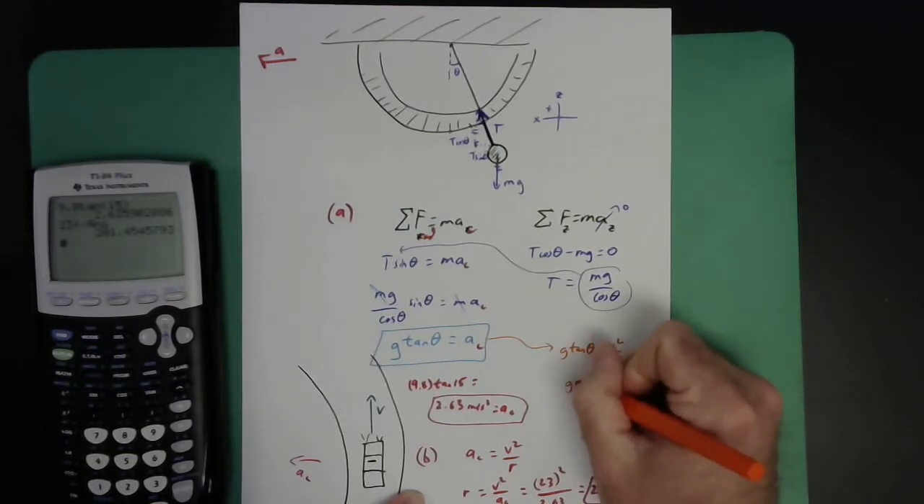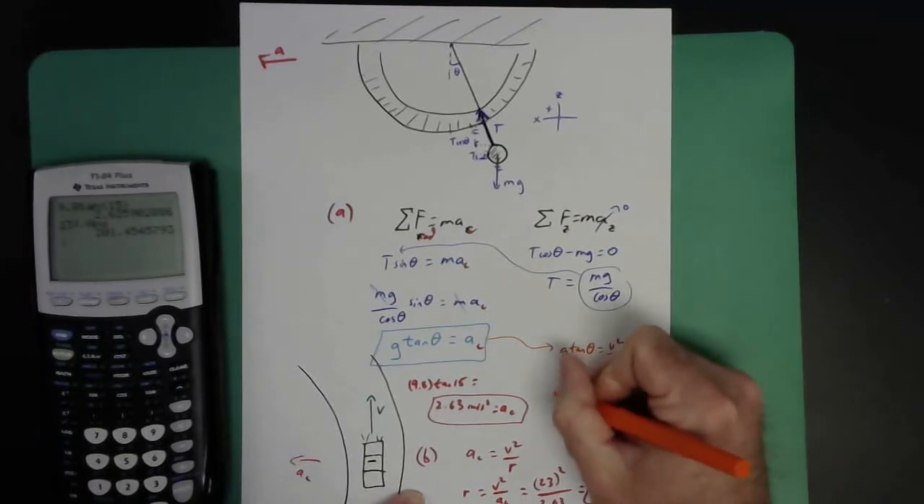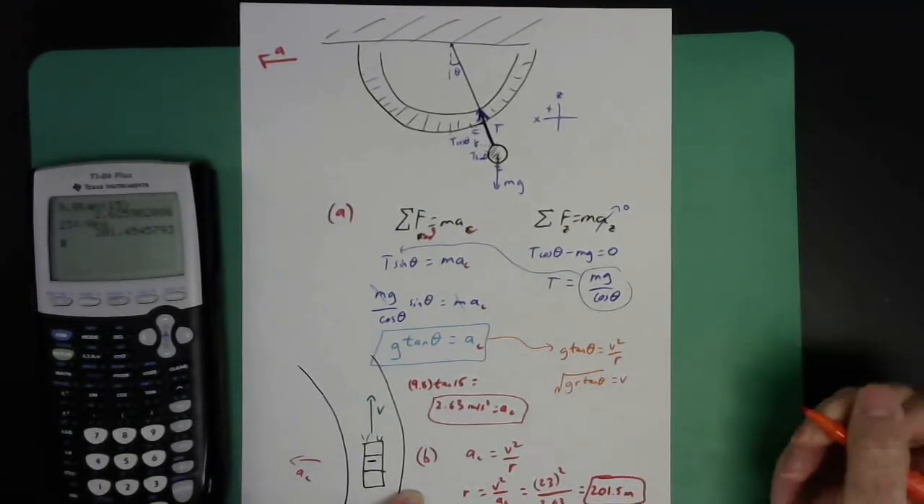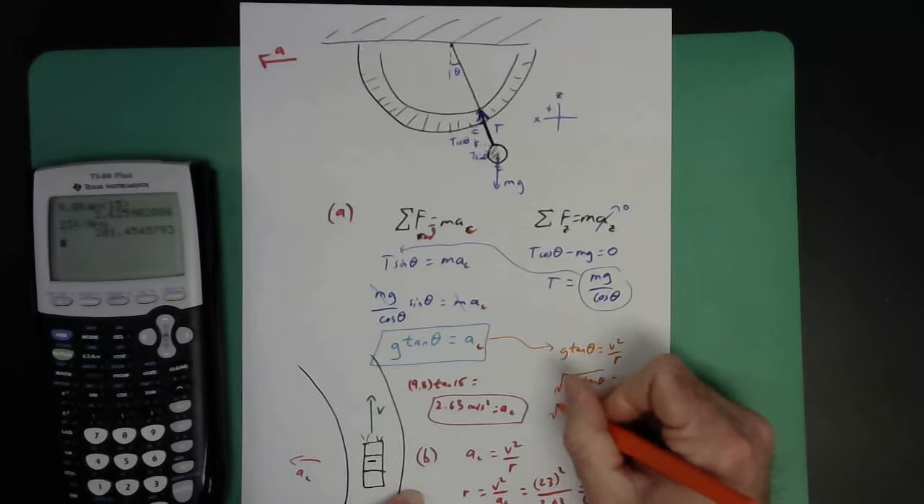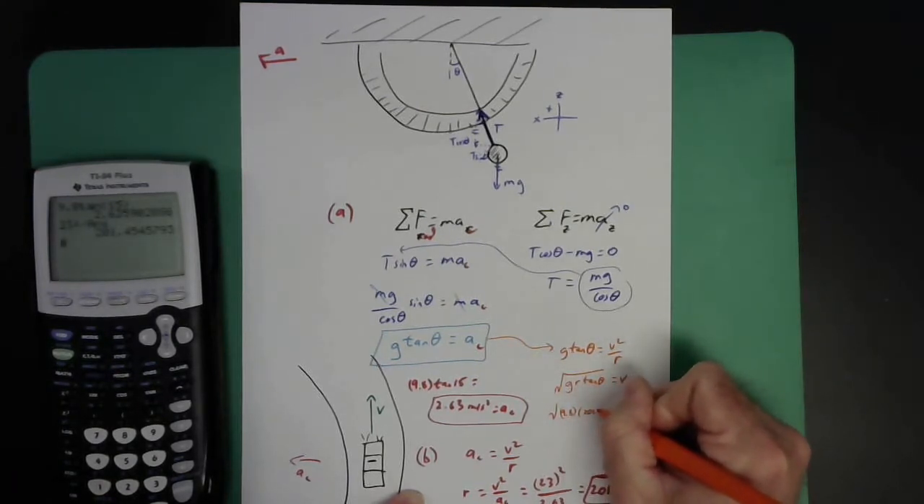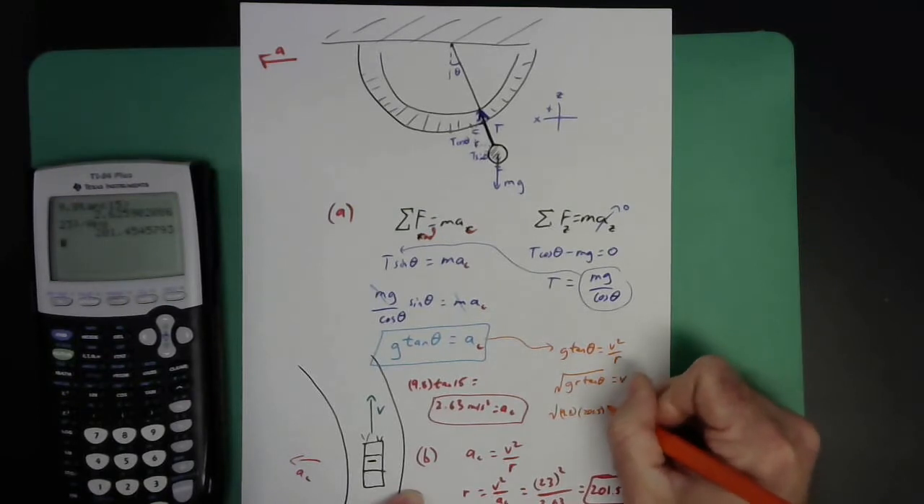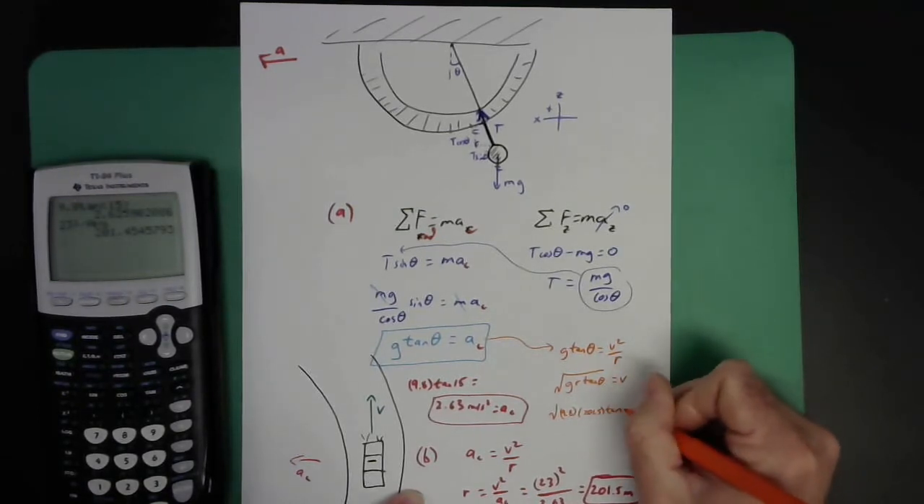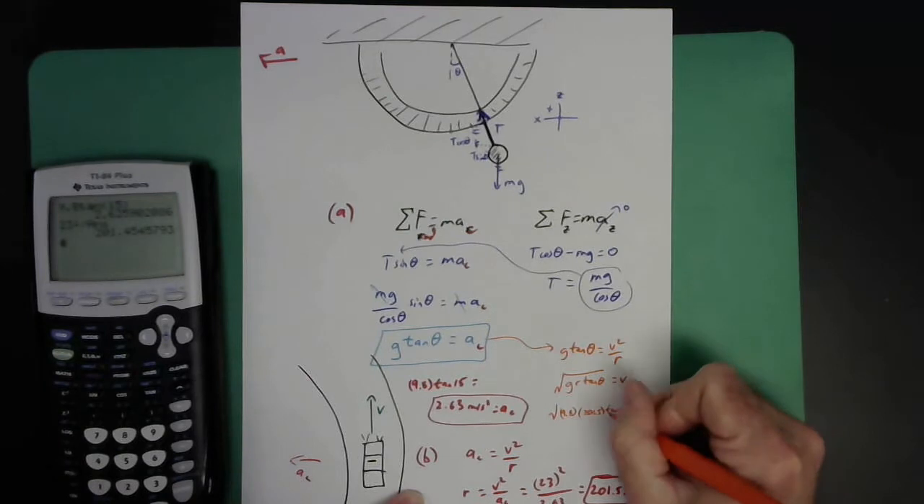So the square root of g r tan theta is the speed, right? And so here we go. It's going to be the square root of 9.8 times that radius, 201.5. It's the same curve, same radius, times the tangent, and they told us the new angle is 9 degrees.